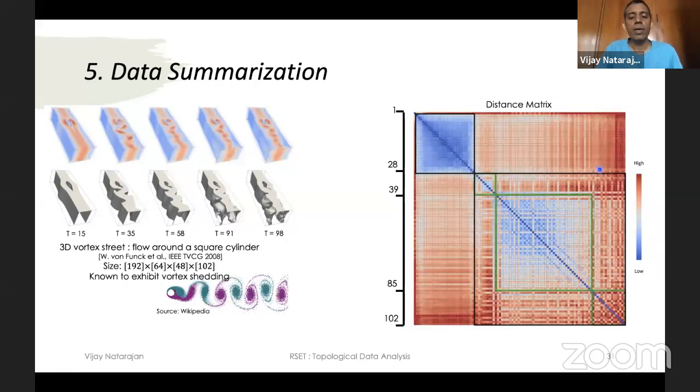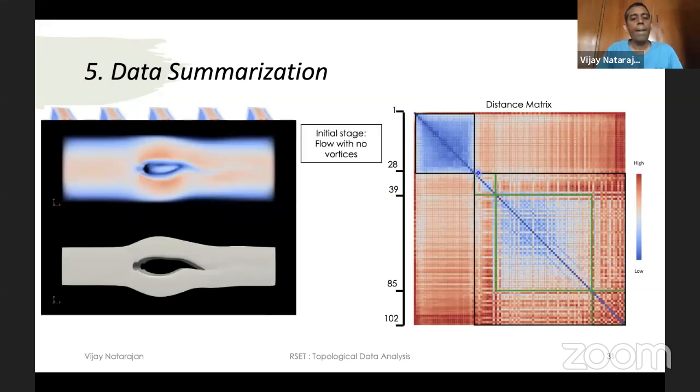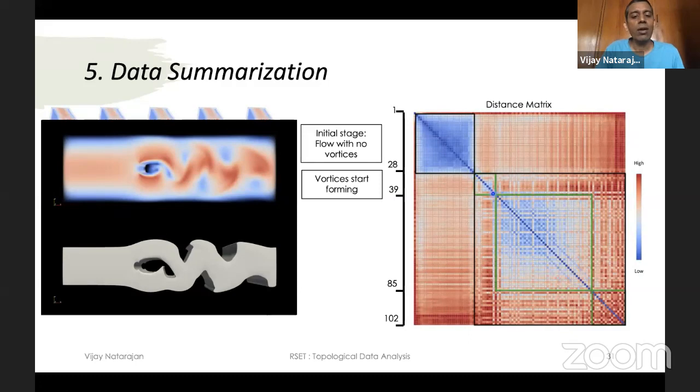We see a first phase, right? And this phase happens to be when there are no vortices formed. Then you see a second phase, which has a few blue regions, but then there are some red regions. This is where the vortices start forming. There is still no symmetry, right? Or periodicity. Then there is this third block where you see a lot of repeating patterns.